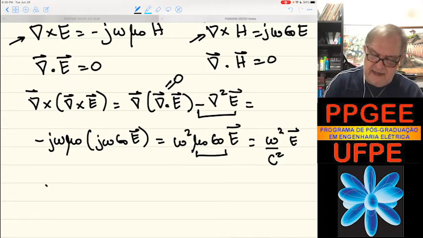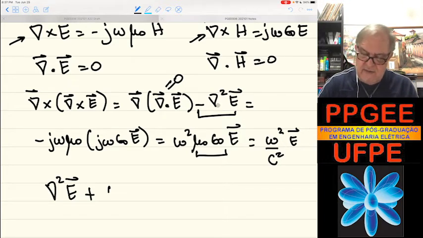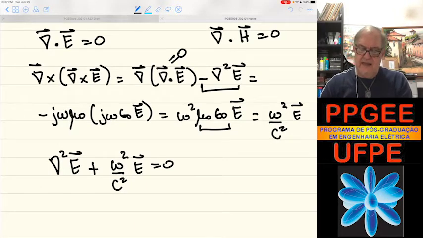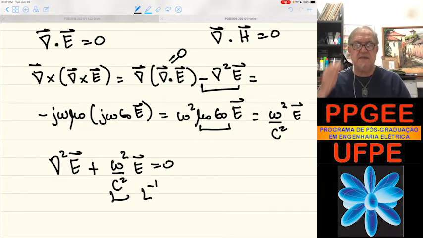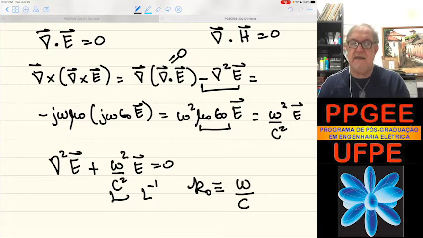so we're going to have Laplacian of E plus, right? This goes to the right-hand side as plus omega squared over c squared E equals 0. And this quantity has dimension L to the minus 1, length to the minus 1. We call it the wave number in vacuum. By definition, it is omega divided by c. This is defined as the wave number.